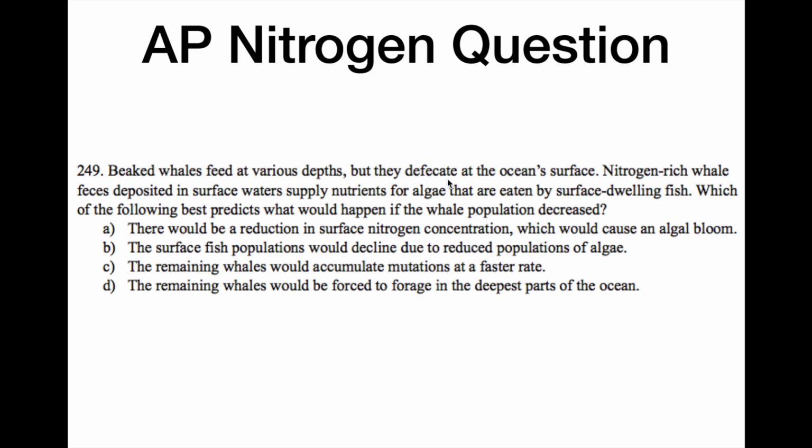So, if the whale population decreased, that wouldn't necessarily change where these whales would go, because essentially they're feeding on plankton. So they're not feeding on the algae. Why would less whales make them have to go to different places to find food? It also wouldn't affect their mutation rate because you have less whales. More whales, you have more opportunities for mutations. So there's no reason the mutation rate would be faster. So I think the answer would be B. Surface fish populations would decline due to reduced populations of algae.